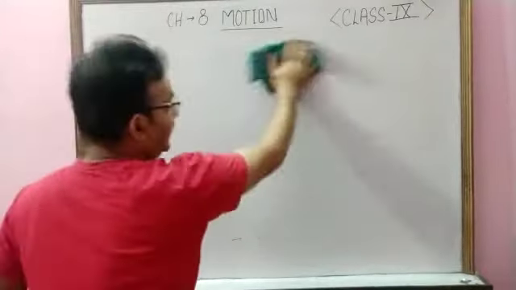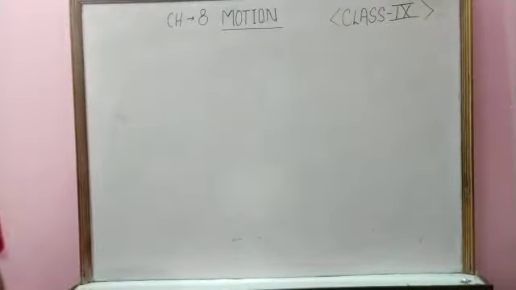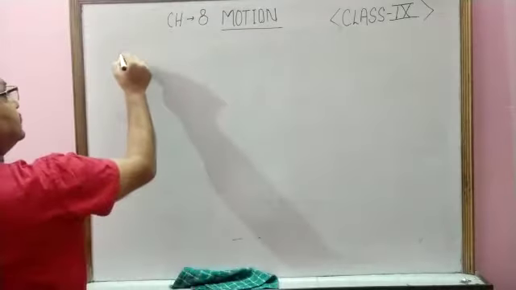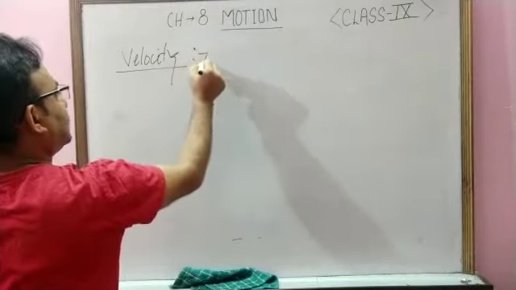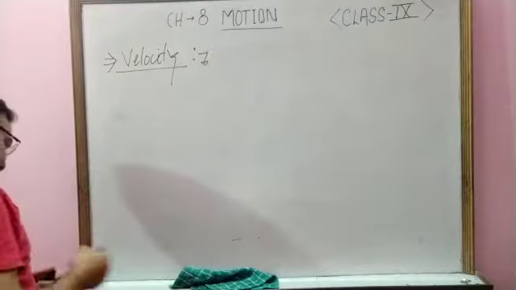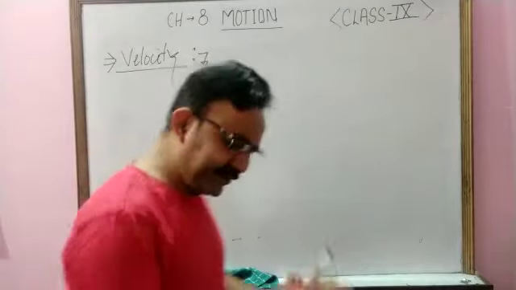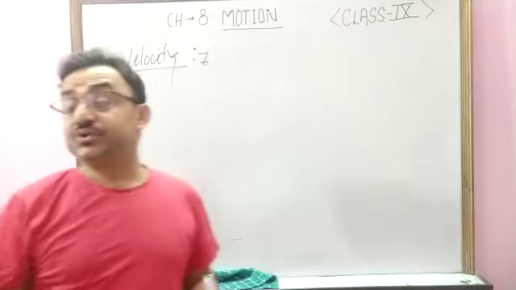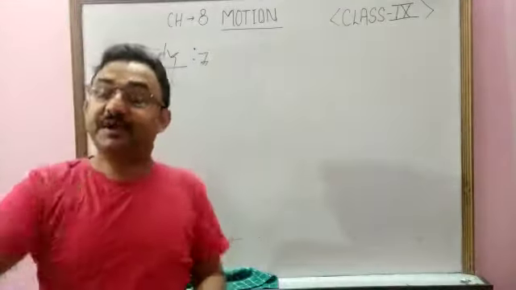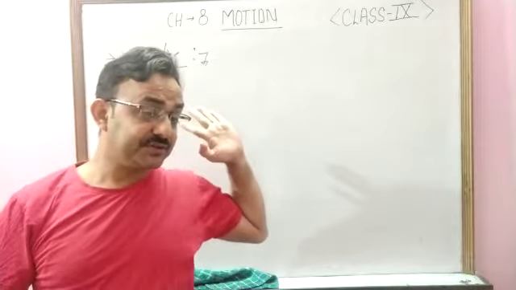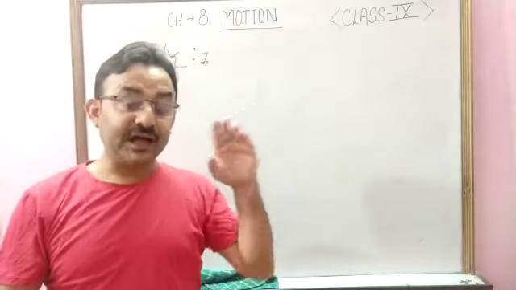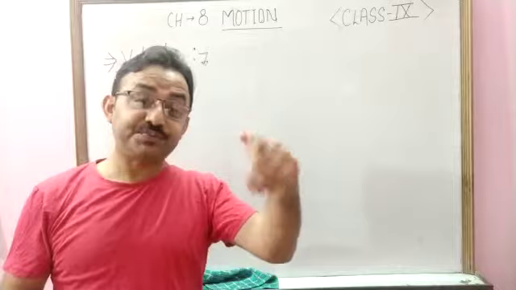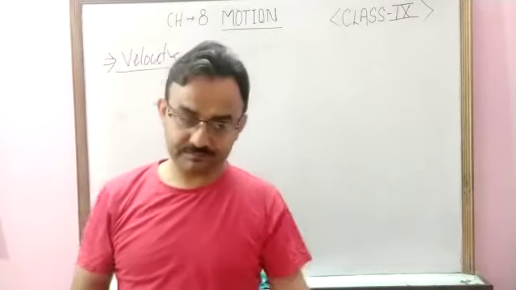Now, the next topic is about velocity. You may write in a very simple manner: rate of change of displacement. In the previous definition, the definition of speed, we used the rate of change of distance. But here, I am using rate of change of displacement per unit time.